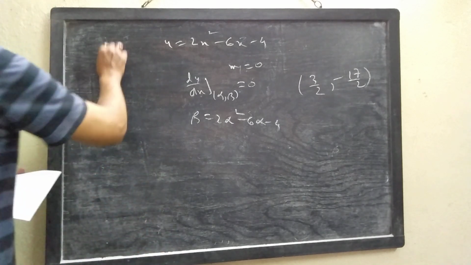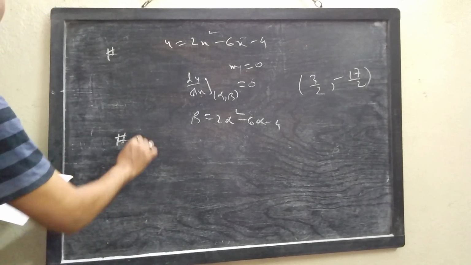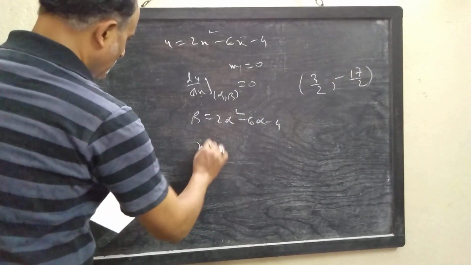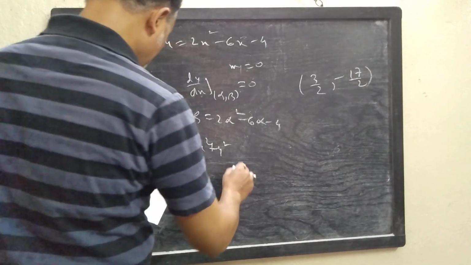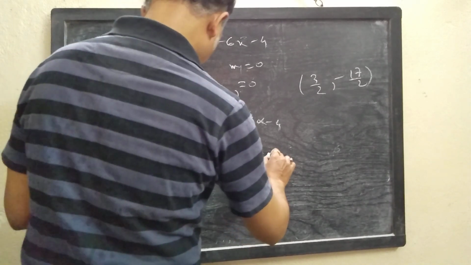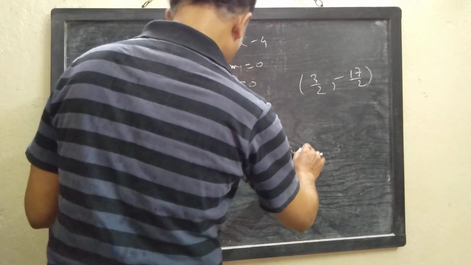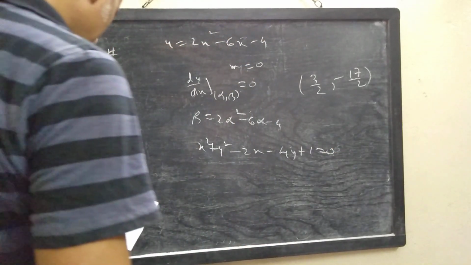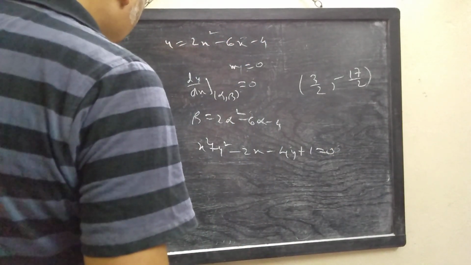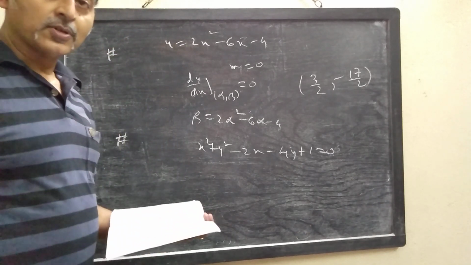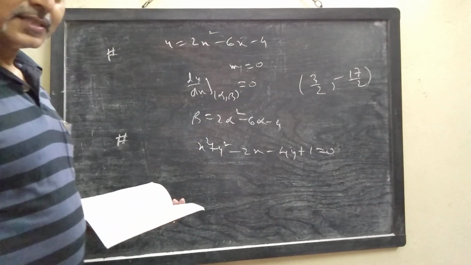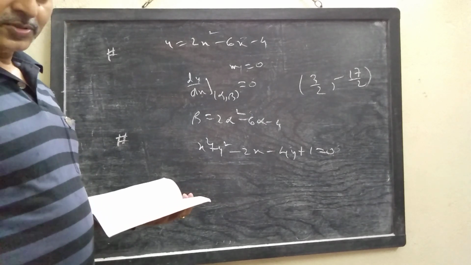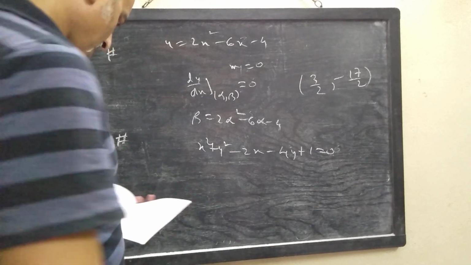A similar problem you can take as another homework. The curve is x square plus y square minus 2x minus 4y plus 1 equals 0, and you are asked to find points on this curve at which tangents are parallel to y-axis. Look, when a tangent is parallel to y-axis, its slope is undefined. So the reciprocal of the slope is 0. You have to apply this condition here.